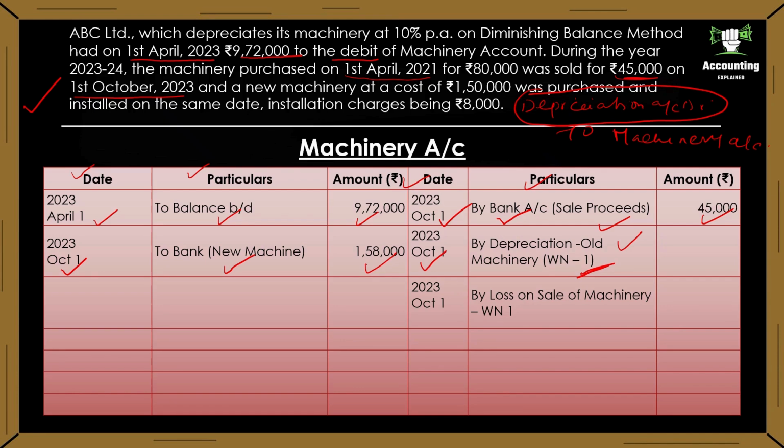Okay, next, loss on sale of machinery. All losses and expenses will be debited. So loss on sale of machinery account debit to machinery account. Machinery value is going to be reduced because there is a loss on the sale. So here in the journal, loss on sale of machinery is debited in the ledger of machinery account on October 1, 2023 by loss on sale of machinery. Again, working note 1, we will refer and fill it.